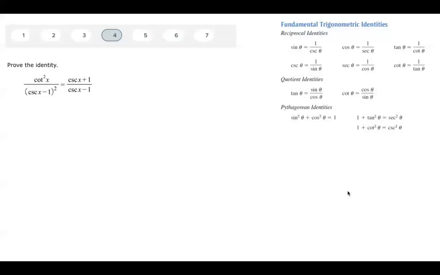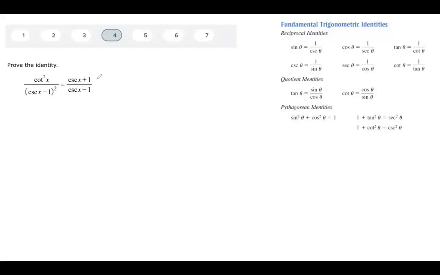Let's do another one, another problem. And here we want to turn cotangent squared over cosecant minus 1 squared into cosecant of x plus 1 over cosecant of x minus 1. So it looks tricky, but it is not going to be as hard as it looks.